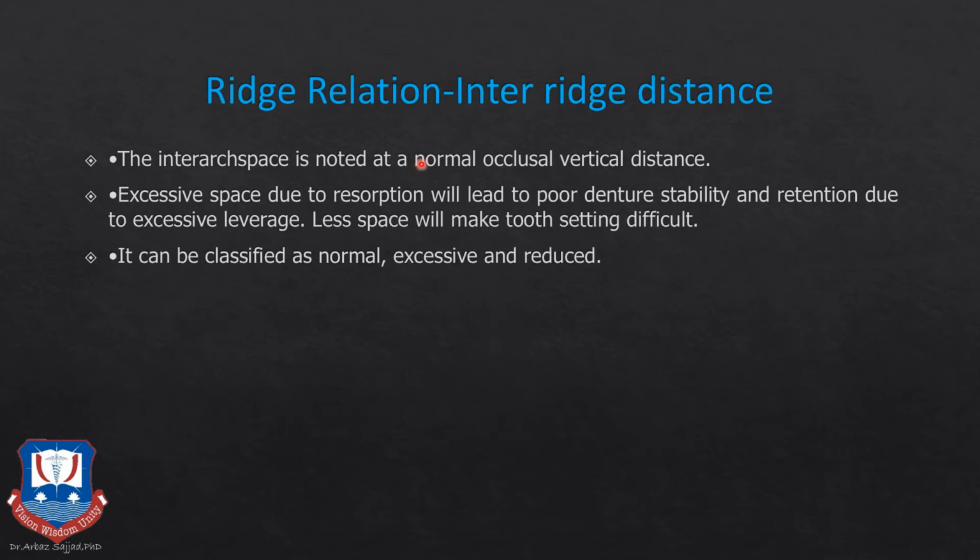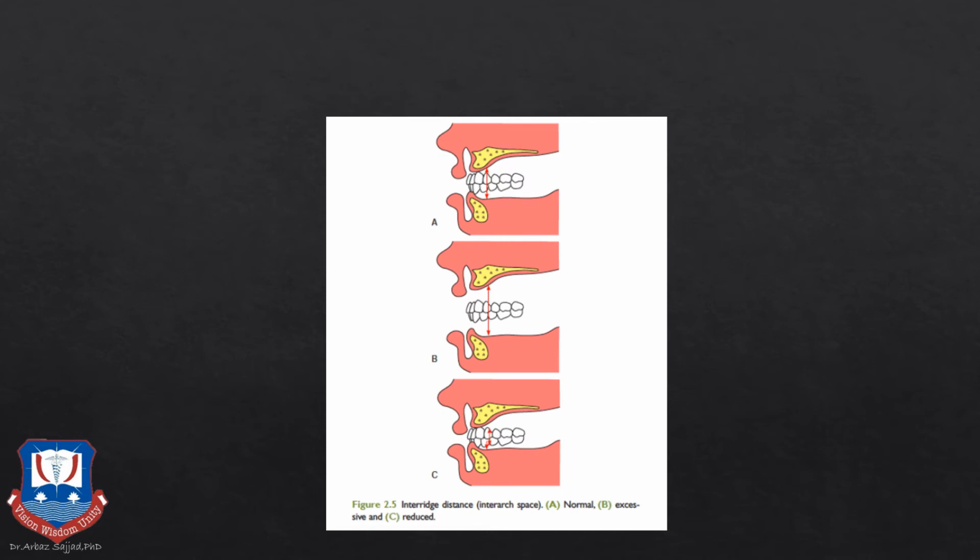Now coming to the ridge relationship, inter-ridge relationship and inter-ridge distance is very important. The inter-arch space is noted at a normal vertical dimension. If you have sufficient inter-arch space, this is ideal for denture construction. If we have excessive inter-arch space between the ridges, usually when there has been excessive resorption of the residual ridges, this will increase the weight of the denture, increase the vertical height of the denture, and make it unstable. Reduced inter-arch space will create speech difficulties, will always affect the aesthetics, and may cause soreness of the basal seat area.